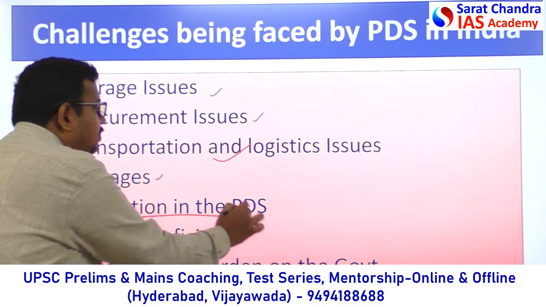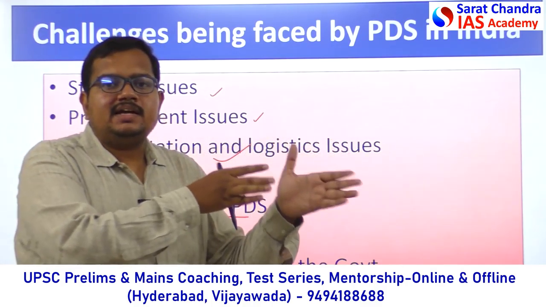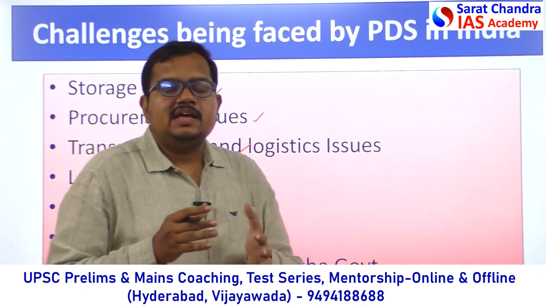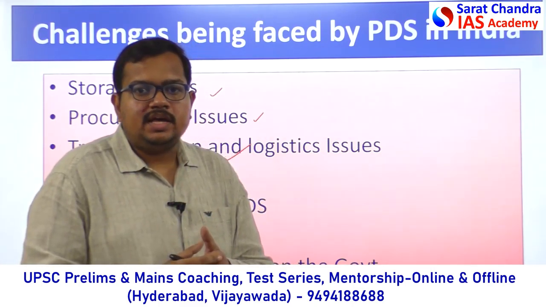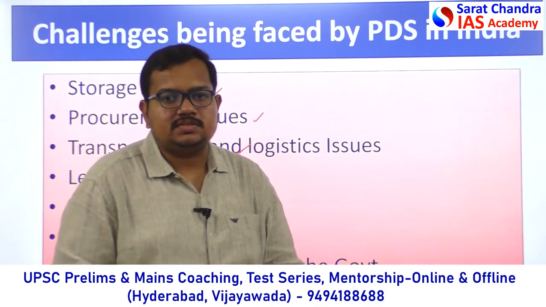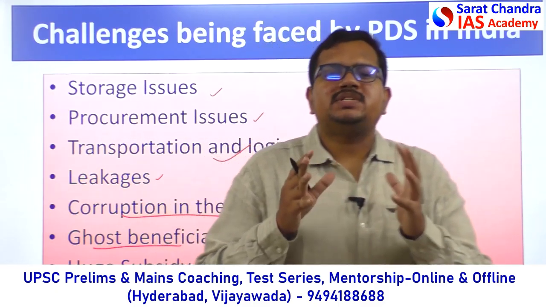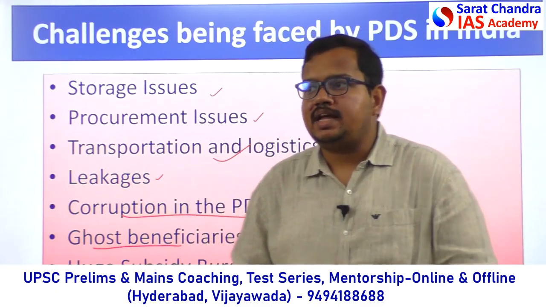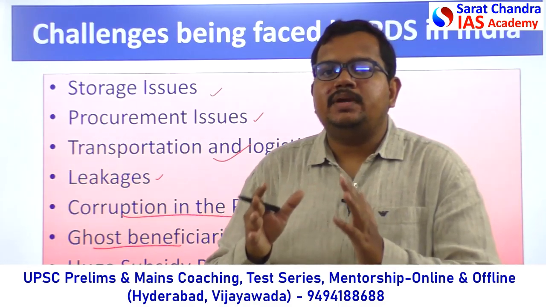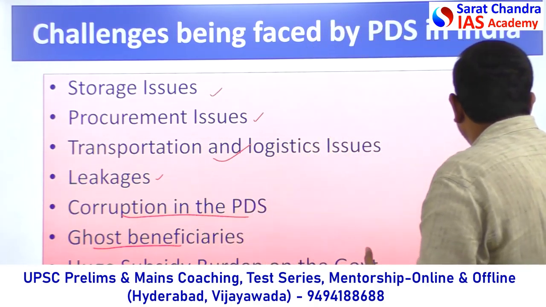And similarly, corruption in the PDS system. I already told you, a lot of corruption happens at the fair price level and similarly at the higher levels also. And ghost beneficiaries. Who are these ghost beneficiaries? Fake ration cards, duplicate cards. Okay. So by giving benefits to these kinds of beneficiaries, there is a lot of wastage of resources. Okay, and one more thing, huge subsidy burden on the government. By providing this PDS, a huge subsidy burden is happening on the government. So that is also one of the challenges. So how to overcome this huge subsidy burden? One aspect that government is doing is introducing DBT, direct benefit transfer, and computerization of all the aspects of the PDS system. So we will see what are the things that are happening.